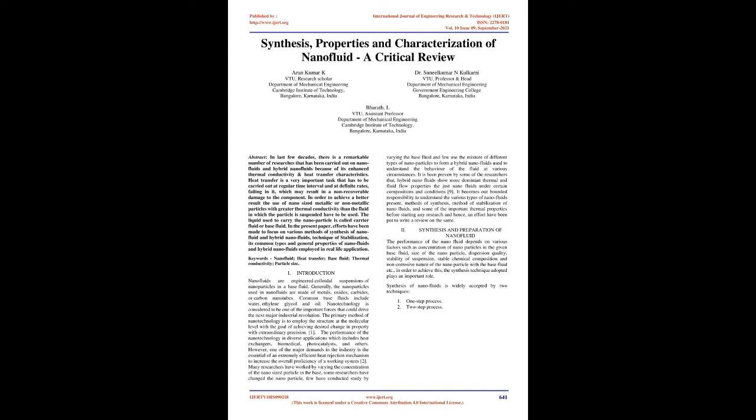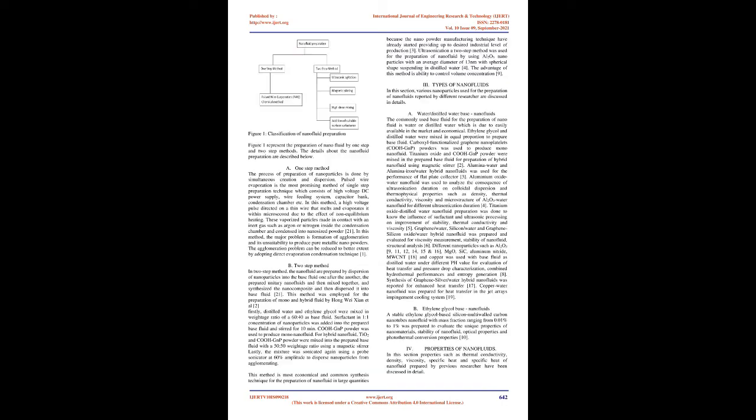These vaporized particles come in contact with an inert gas such as argon or nitrogen inside the condensation chamber and are condensed into nanosized powder. In this method, the major problem is formation of agglomeration and its unsuitability to produce pure metallic nanopowders. The agglomeration problem can be reduced to a better extent by adopting the direct evaporation condensation technique.